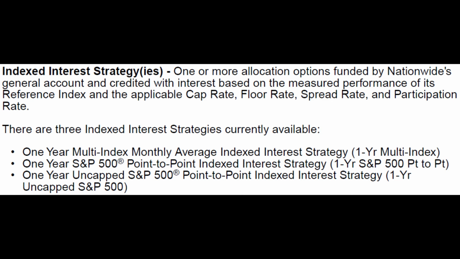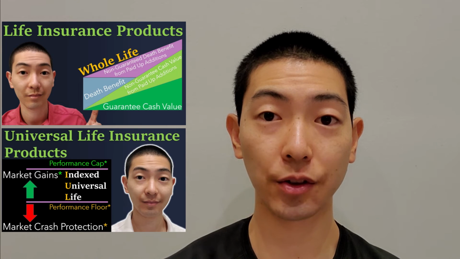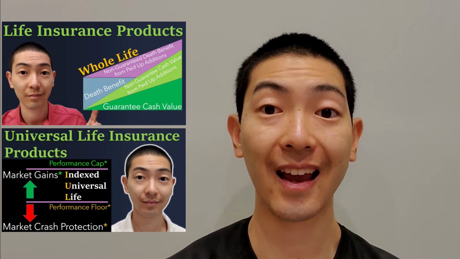These three things are usually specific to indexed universal life, though some variable universal life illustrations have them as well since the investment choices have expanded. If you want to understand how 1 year point-to-point works for calculating returns against the benchmarks, please check out my 2 videos on life insurance products for indexed universal life and whole life.